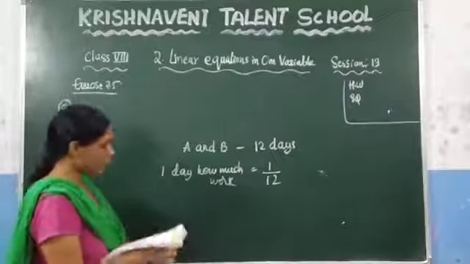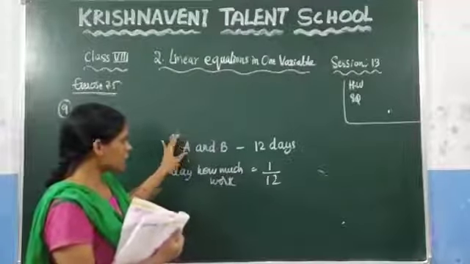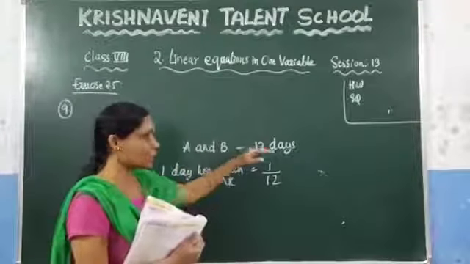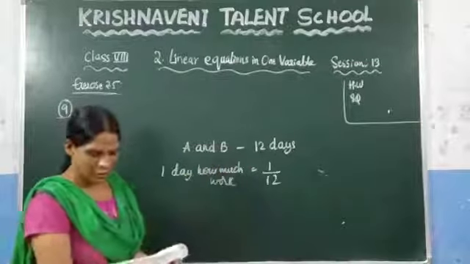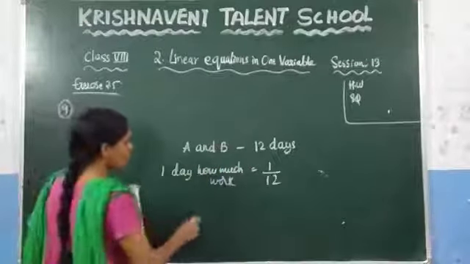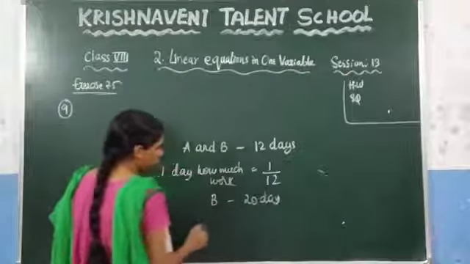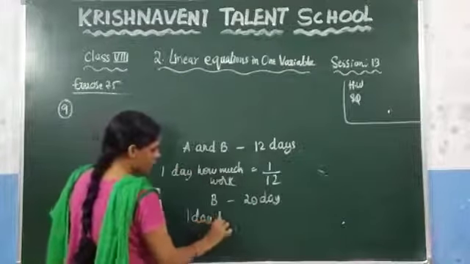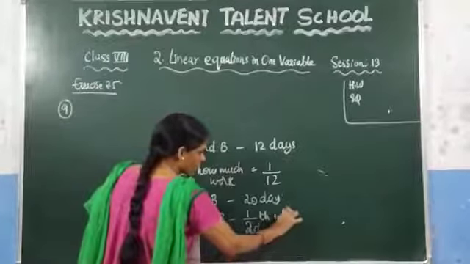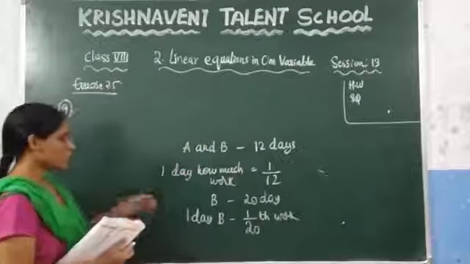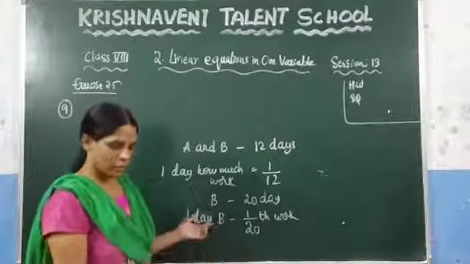Here the next one, B alone. The same work, if two persons are doing it, they do it in 12 days. But the same work, B can alone do it in how many days? They have given 20 days. So here the same work B can do in 20 days. But in one day, how much work can B do? Which is nothing but 1/20th of the work. Now here in the question, in how many days can A alone do the same work?